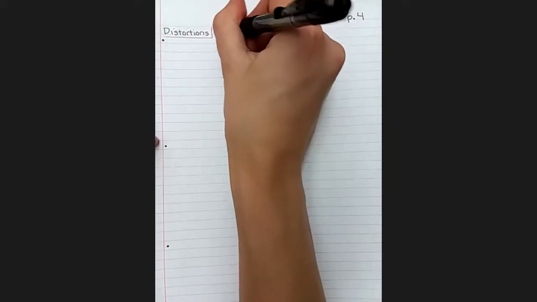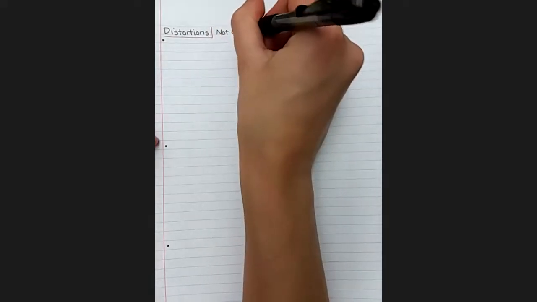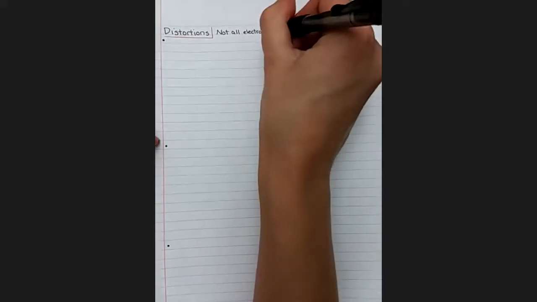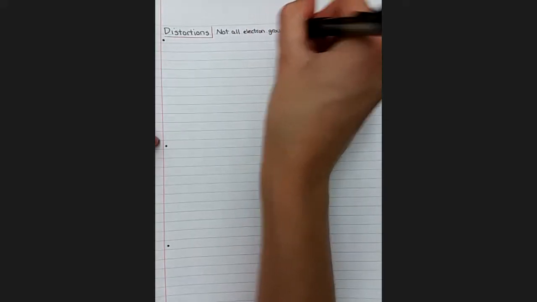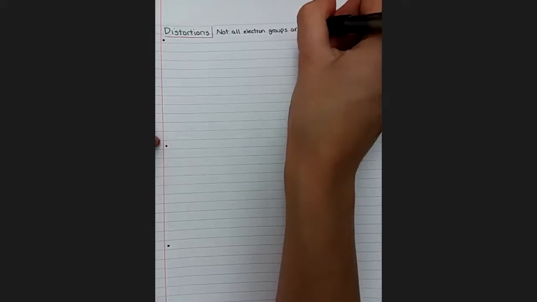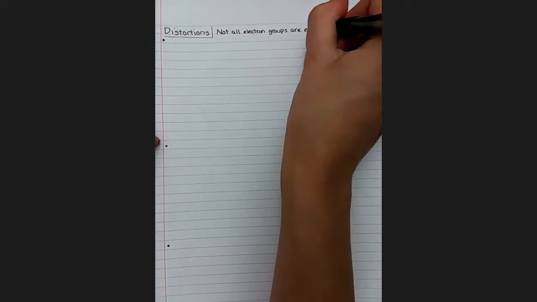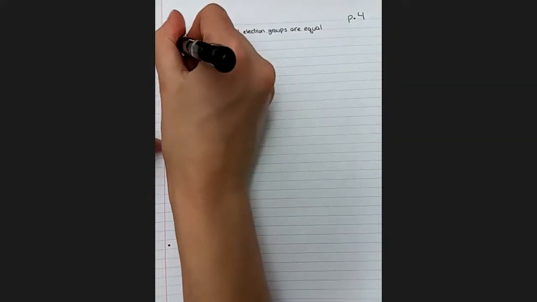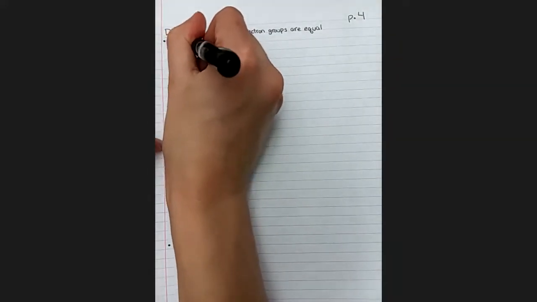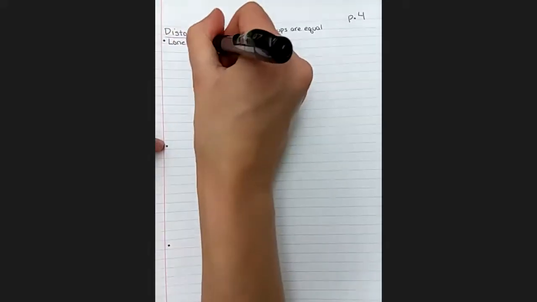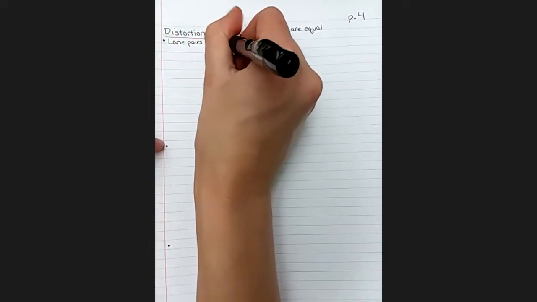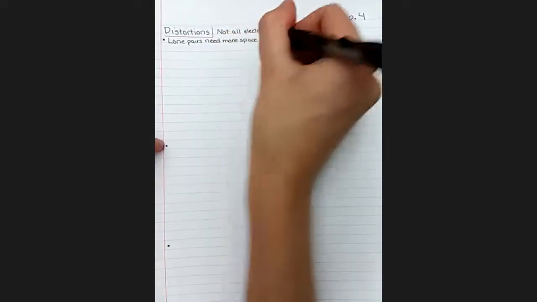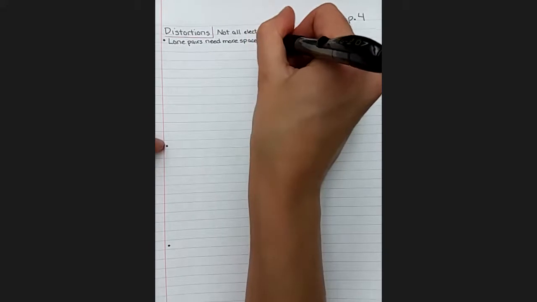So the main idea of this video is that not all electron groups are created equal. Lone pair groups are a bit more picky and they need a bit more space than other groups. So the first main idea is that lone pairs need more space than bonding pairs.